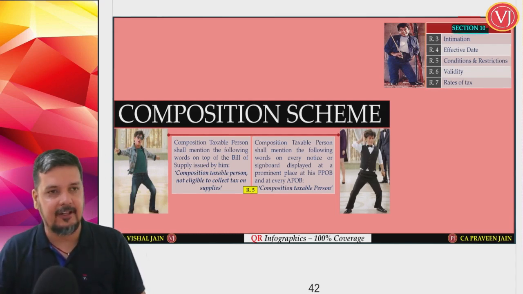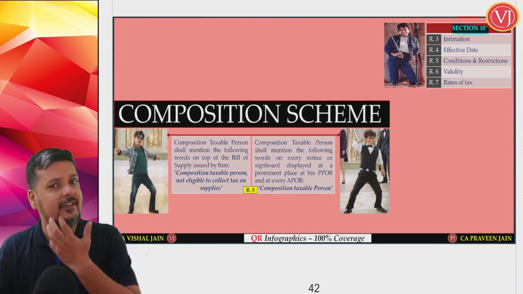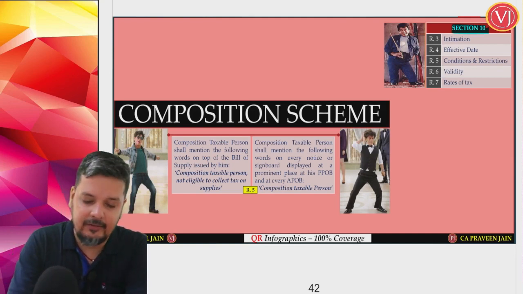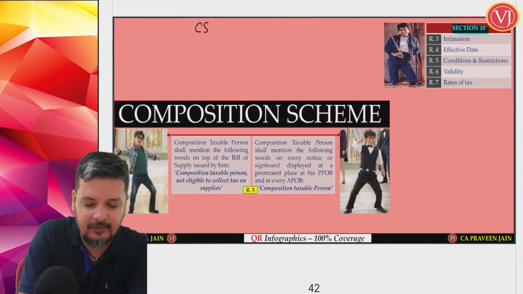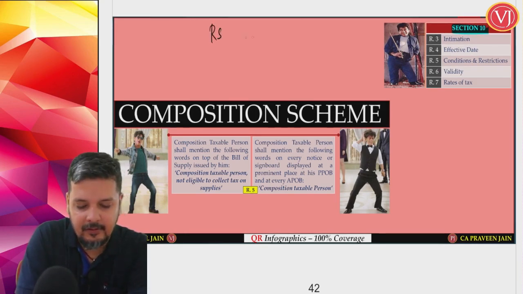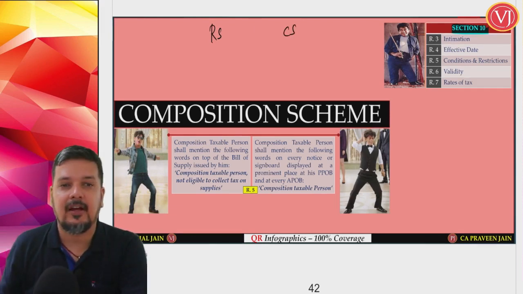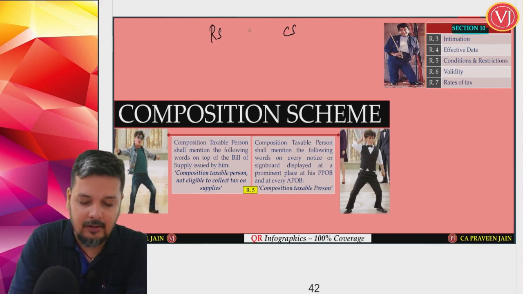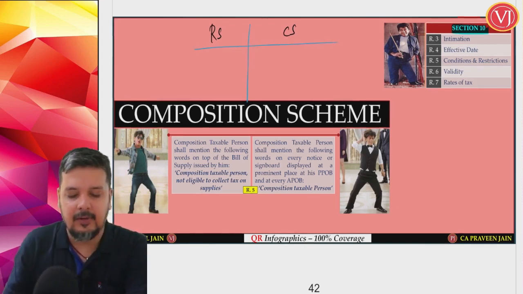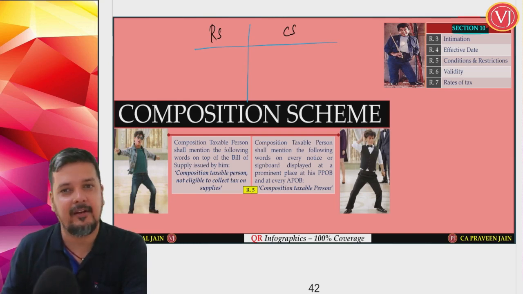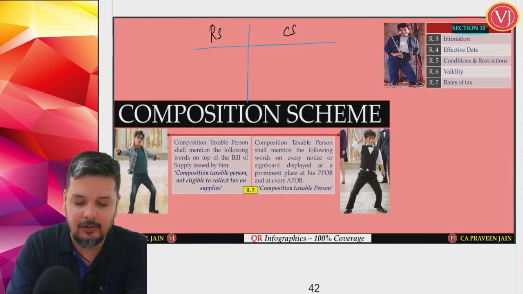Now, please understand that there are certain advantages versus disadvantages when you talk about composition scheme. So if I were to write composition scheme versus regular scheme, rather I'll write it ulta, regular scheme versus composition scheme. Now let us talk about the advantages of your composition scheme. It is a simplified form of calculation. The calculation and the rates are lesser.